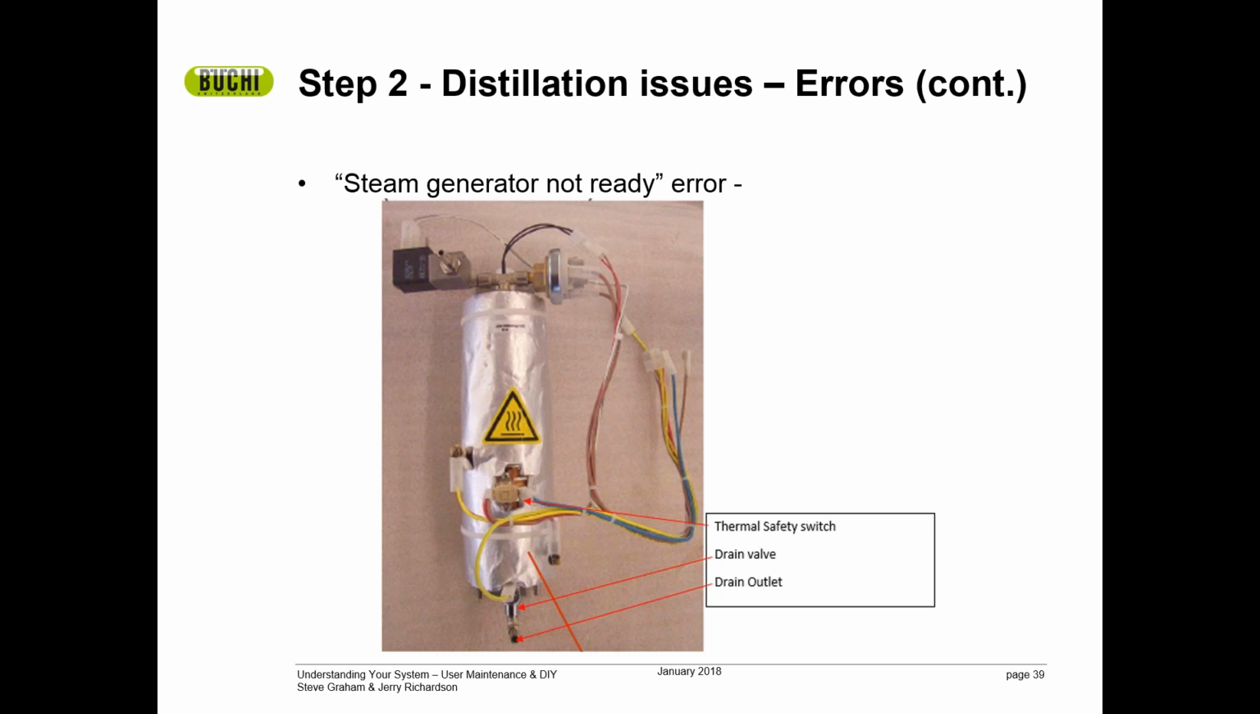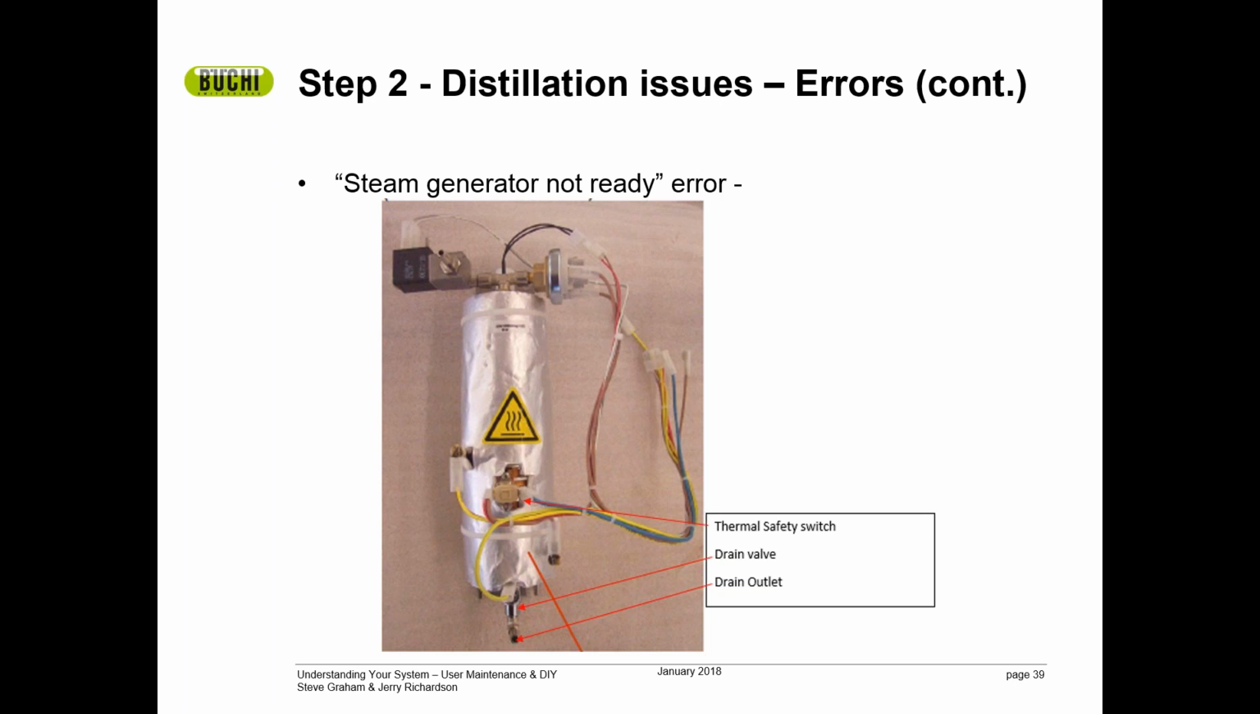If you get a steam generator issue, one of the things that you can do is turn off the system and let it cool down. Remember, we're dealing with very, very hot water. It's steam. Do not do the following procedure until it's cool. I prefer to let it cool overnight, but 2 or 3 hours is good.